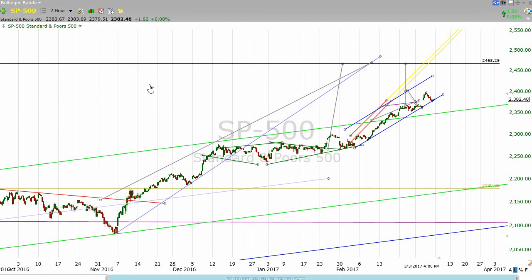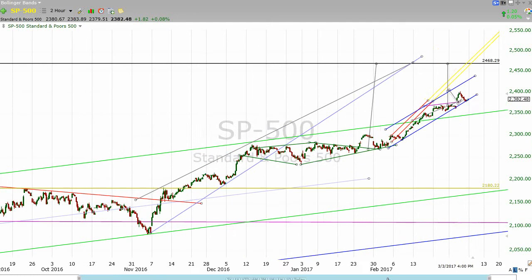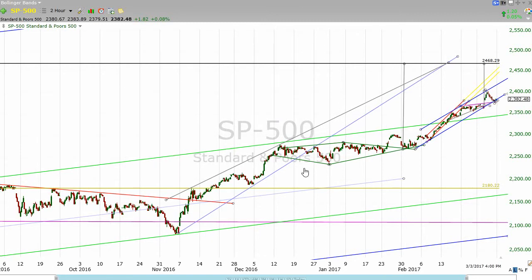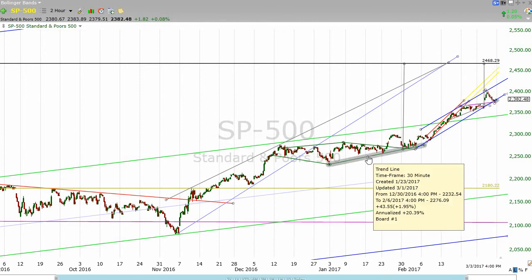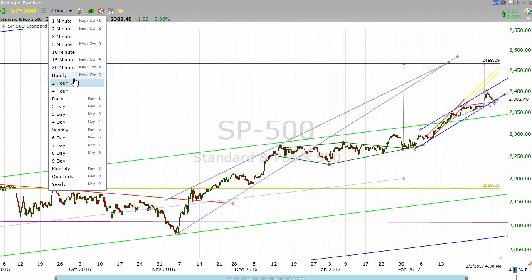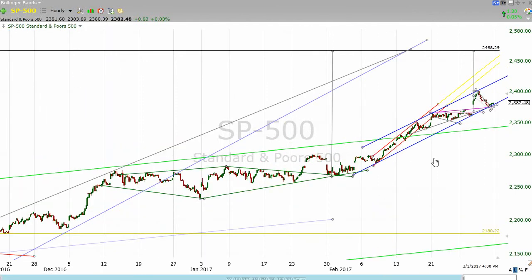So what's happened since the beginning of that Trump rally, if you will? Well, we started to come up in this ascending wedge. We broke out of that, and instead of breaking down, we formed a consolidation diamond right here between these green lines, and we have been up ever since. We now appear to be trading in a channel.